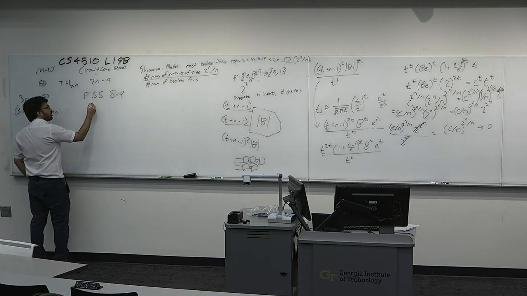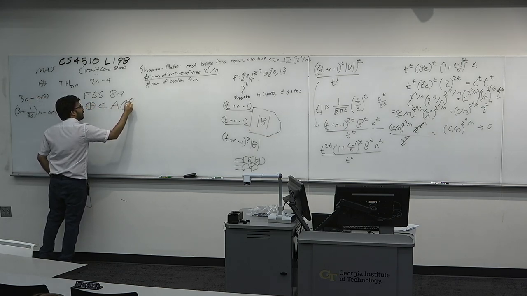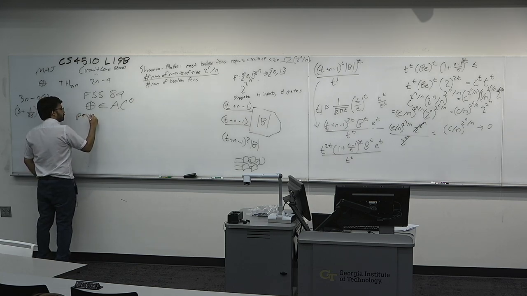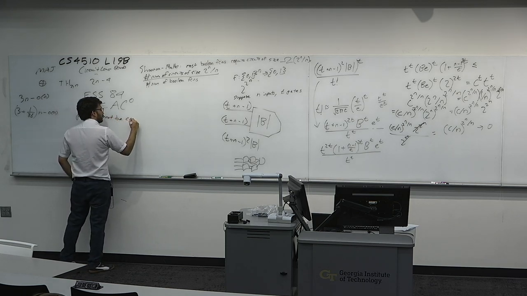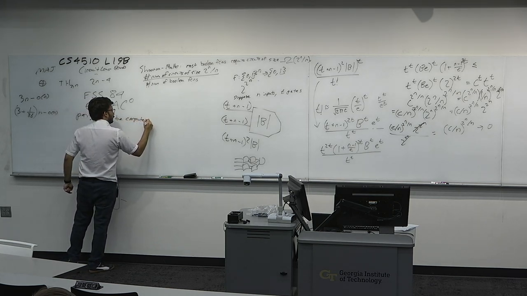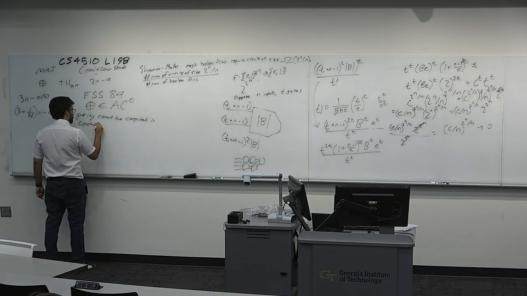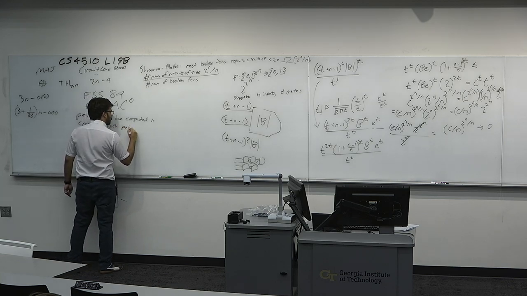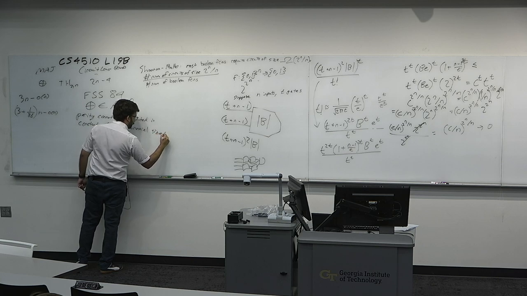And what they basically showed was that parity, the parity function, was not in a class of circuits called AC0. And AC0 basically means that parity cannot be computed in constant depth, polynomial-sized circuits.